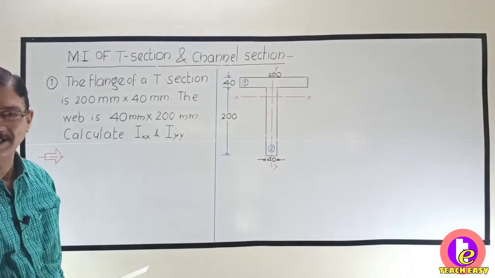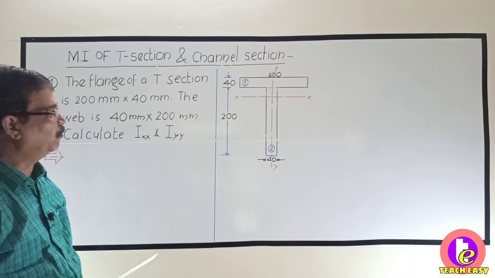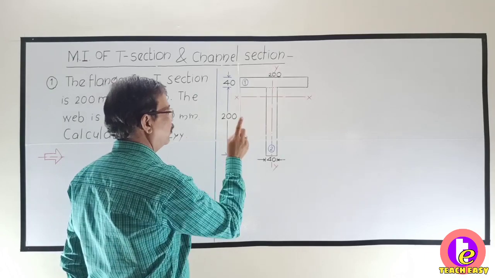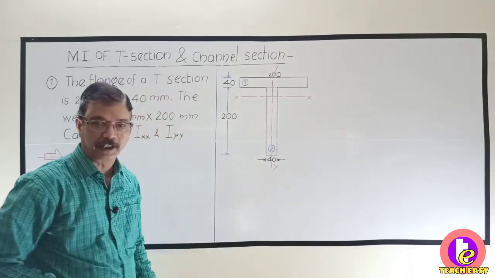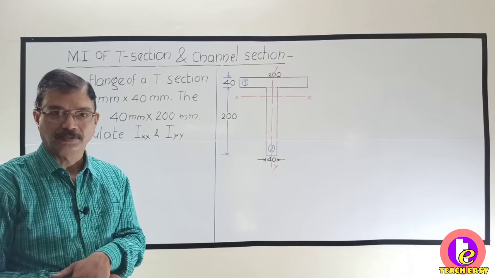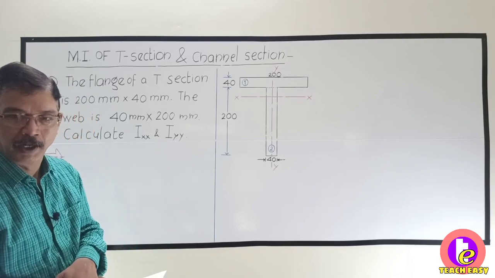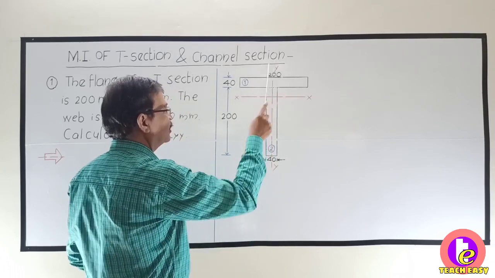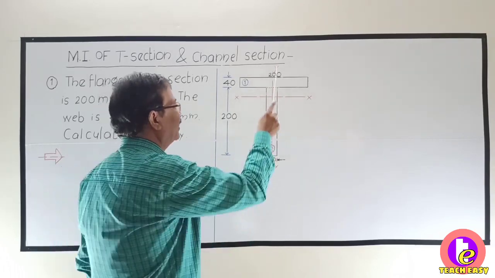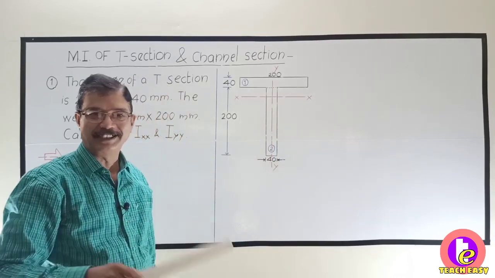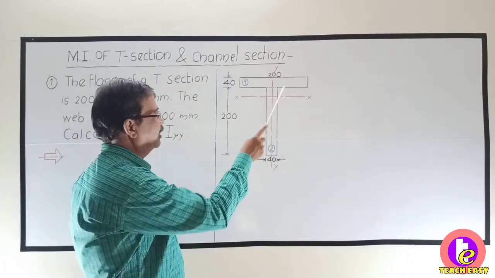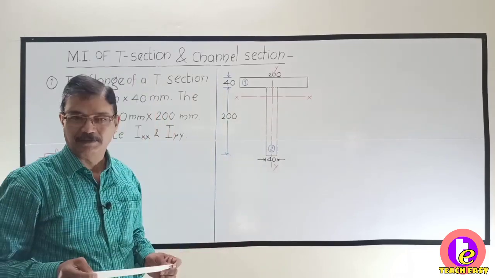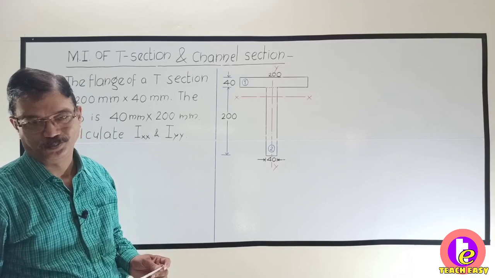Now you can very easily see that T section is the combination of two rectangles, 1 and 2. Part 1 is 200 by 40, part 2 is 40 by 200. Now, you can fold this particular T section about this vertical axis, meaning it is symmetrical about YY axis. So it is easy to calculate Iyy, that is Iyy for this plus Iyy for this. It is not necessary to calculate using parallel axis theorem.